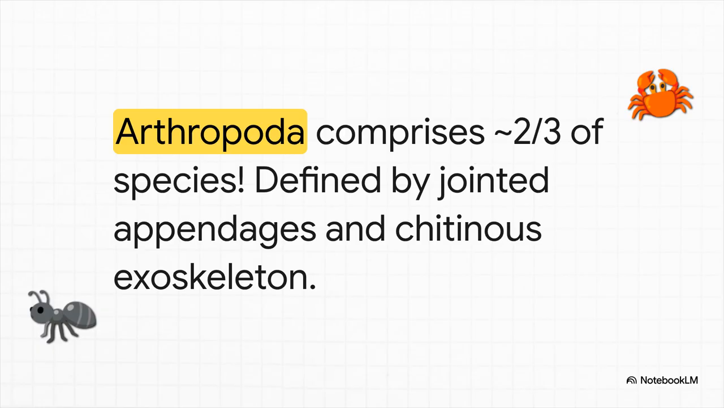Why are they so incredibly successful? It really comes down to their armor-like chitinous exoskeleton and their jointed appendages. From honeybees to mosquitoes to prawns, their structural blueprint is just a massive evolutionary win.